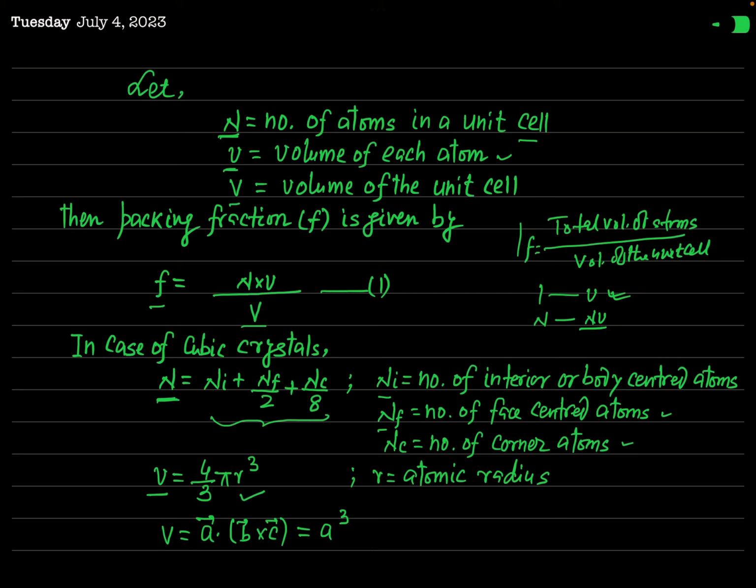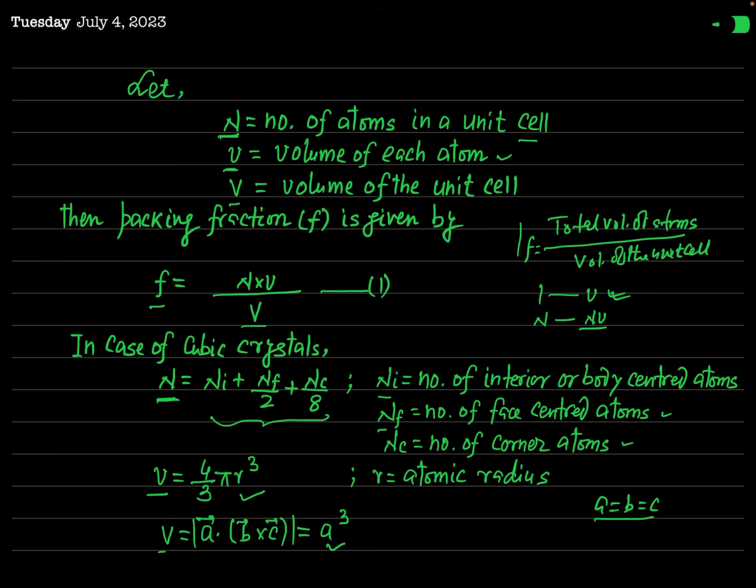Now, the volume of a unit cell in general is given by this formula. This is actually the modulus of A dot B cross C. But in case of a cubic crystal, A is equal to B and that is equal to C. So the unit cell of a cubic crystal is simply a cube, and after simplification this volume will be simply a cube, because the volume of a cube is simply the cube of the edge.